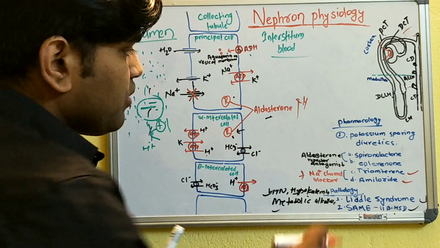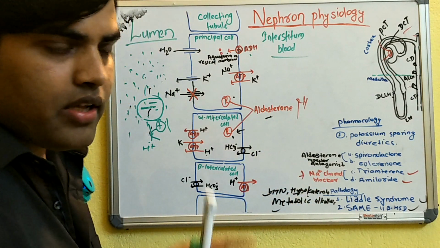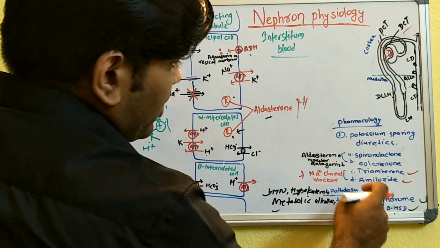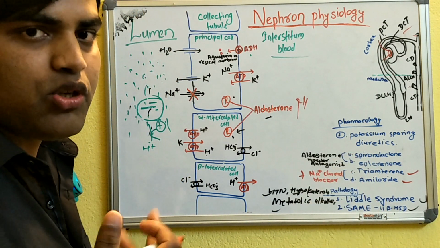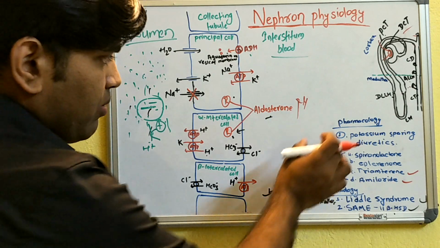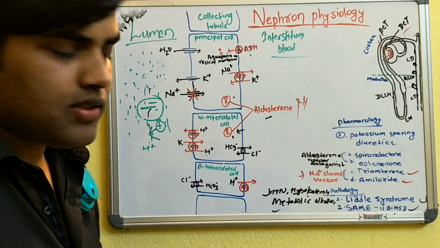This is also a potassium sparing diuretic, and they are sodium channel blockers. This ENaC, that is the epithelial sodium channel blocker, and the names are triamterene and amiloride. These can be used as potassium sparing diuretics. So you have understood these two kinds of potassium sparing diuretics.